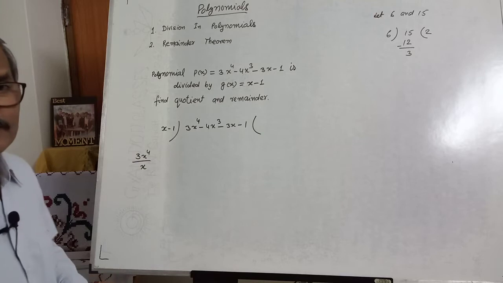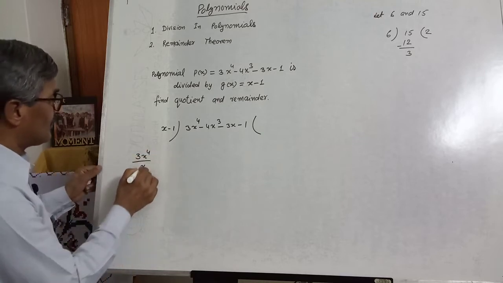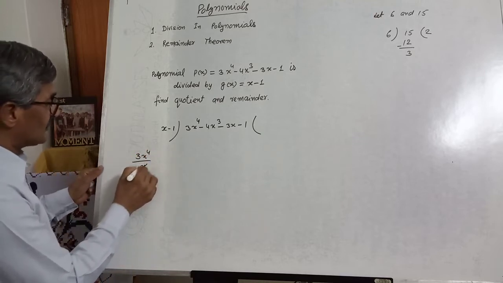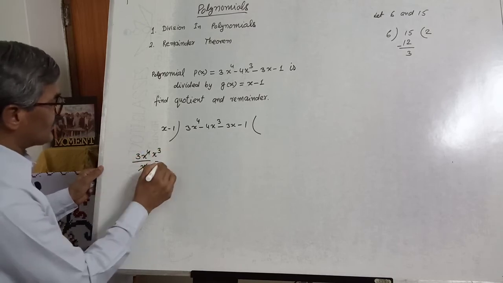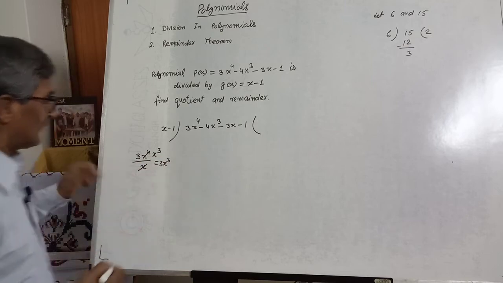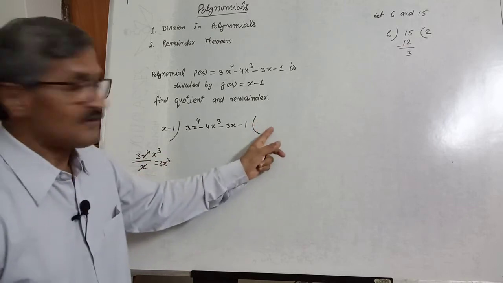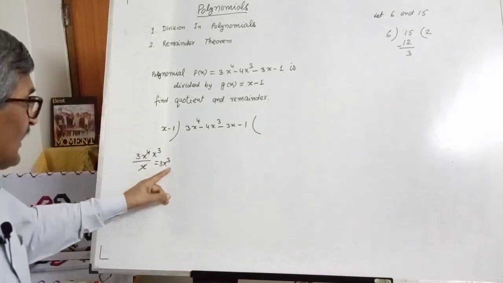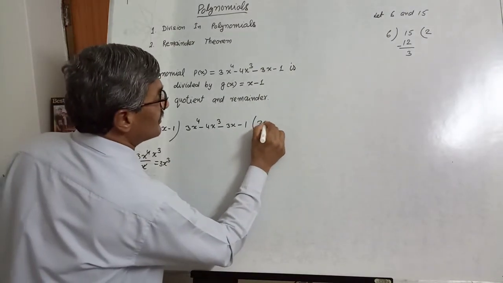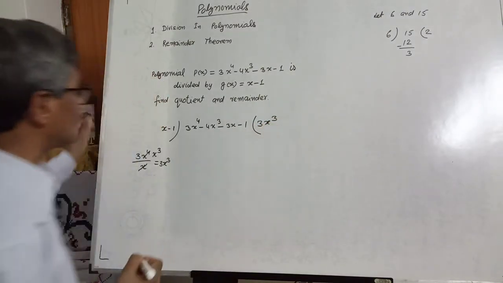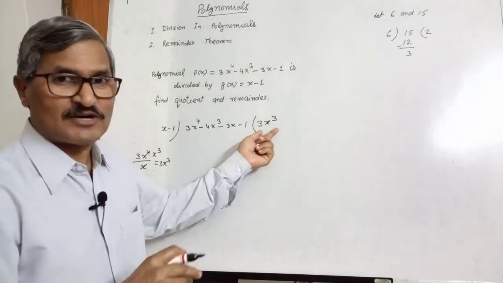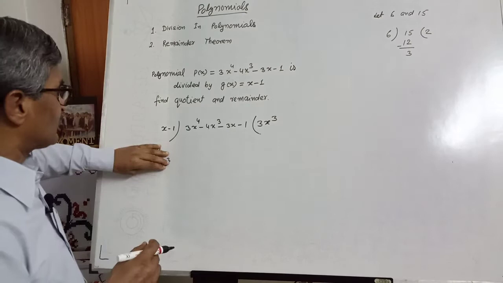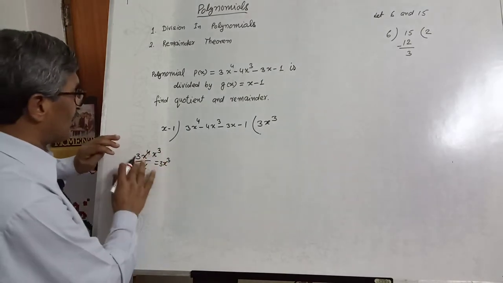x power is 4 minus 1. 1 power will be subtracted from this. This will be x^3. So we are getting 3x^3. This is the first term of the quotient, 3x^3. Now, after deciding this first term of the quotient, forget this. This is rough work, so you forget it.